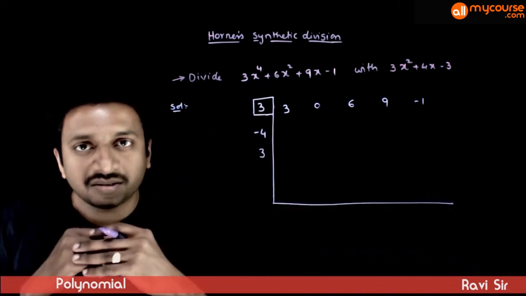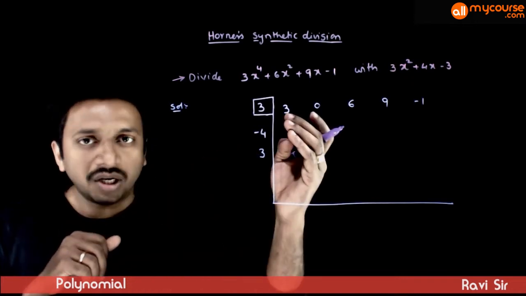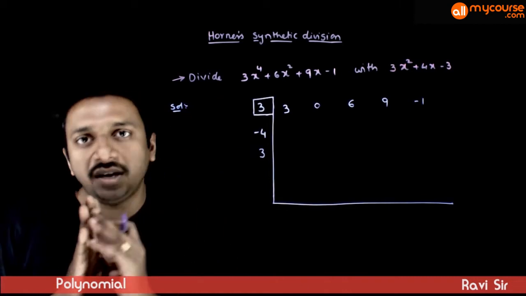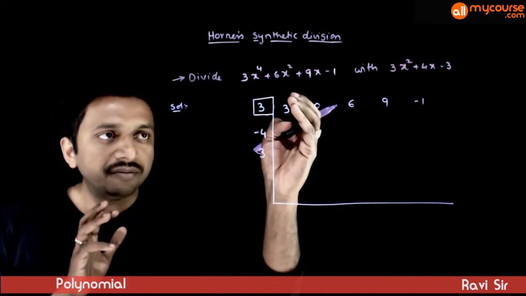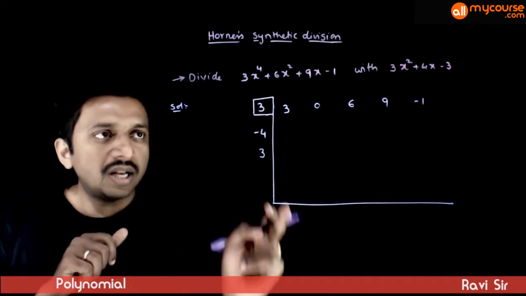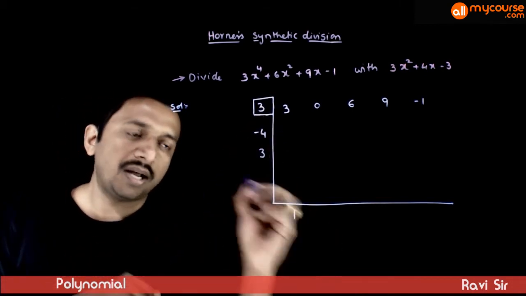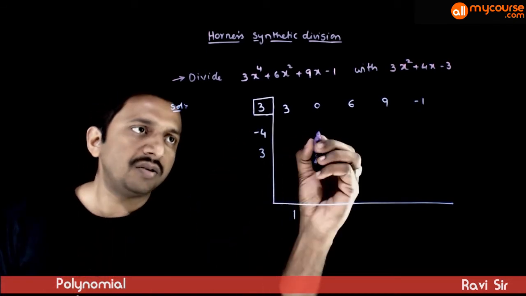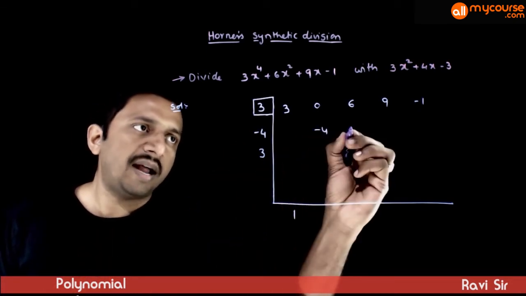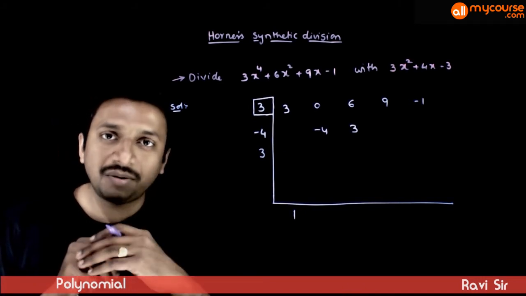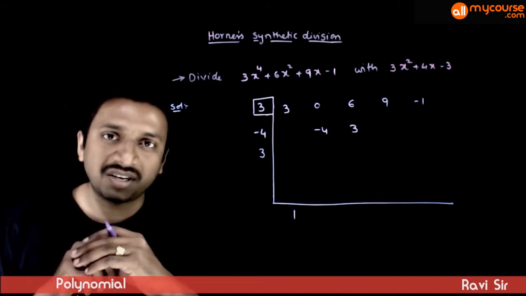What you need to remember is that at each stage, whatever number comes here has to be divided by the leading coefficient. If the leading coefficient were 1, 3 would have come down. So now 3 by 3, 1 comes down. Now using 1, do the multiplication. So you get minus 4 and 3. Now you have certain difficulties. You come across fractions now.